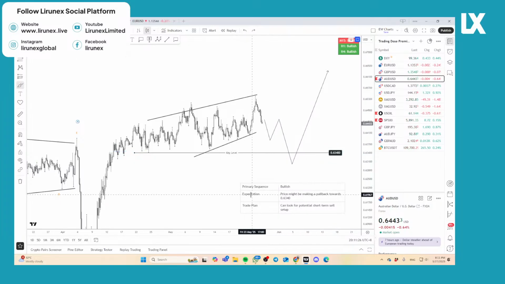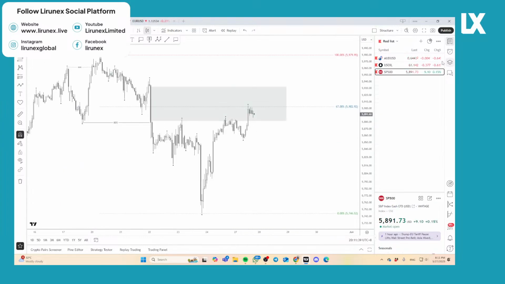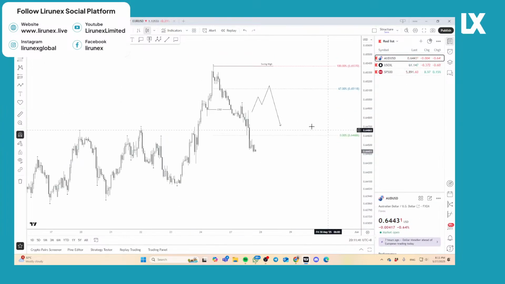So that's a short-term target. Okay, so you can see over here in the table, the expectation is for price to make a pullback towards 6340. The trade plan for the week is that we can potentially look for a short-term sell. Okay, so we have a clear directional bias. If you go down to the lower time frame, right, this was something that I was setting up in the morning. Price didn't really pull back towards our entry as of now, but the whole setup is still there.